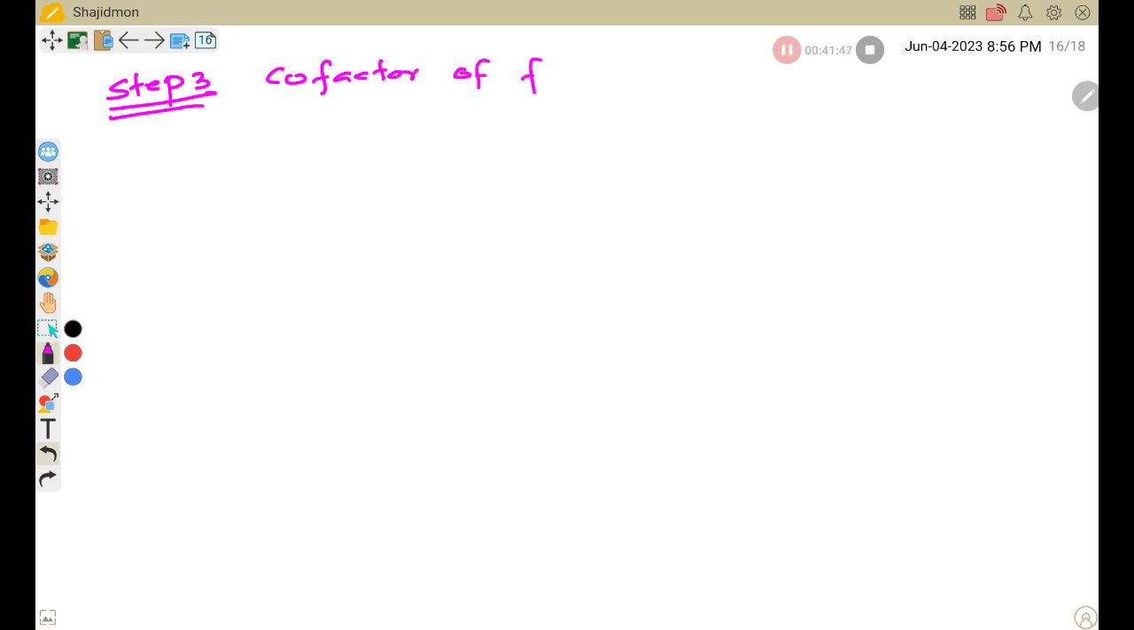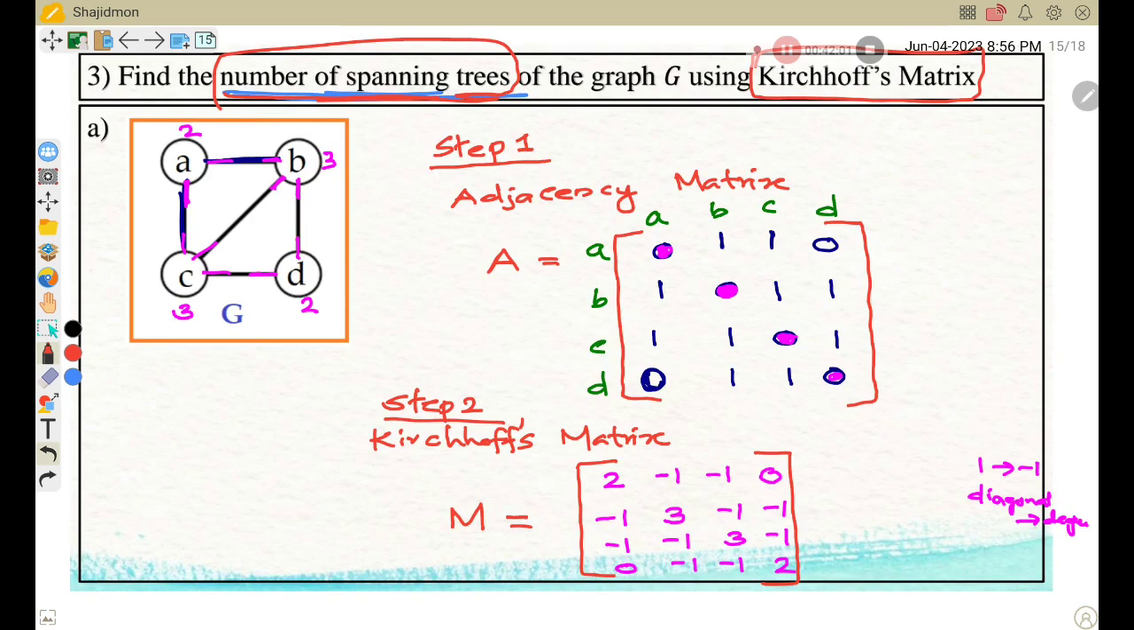Cofactor of the first element I am taking. So, the cofactor matrix of the first element, what we do for that one? Just take the first element. I am highlighting here the first element. Remove the row and column. Write the remaining. So, what are the remaining? 3 minus 1 minus 1. You can see first row and first column we removed. Remaining this matrix, okay? Determinant of that matrix. So, 3 minus 1 minus 1, minus 1, 3 minus 1, minus 1 minus 1, 2.